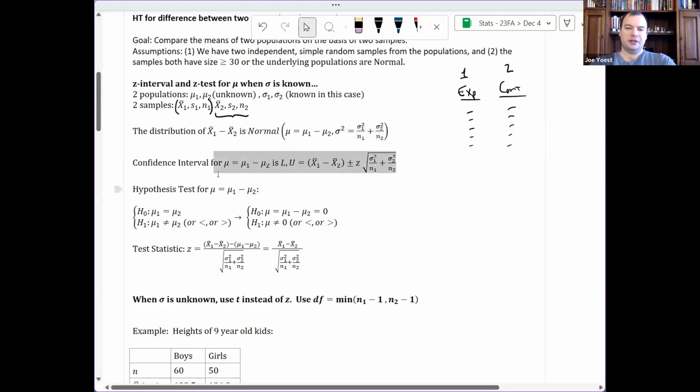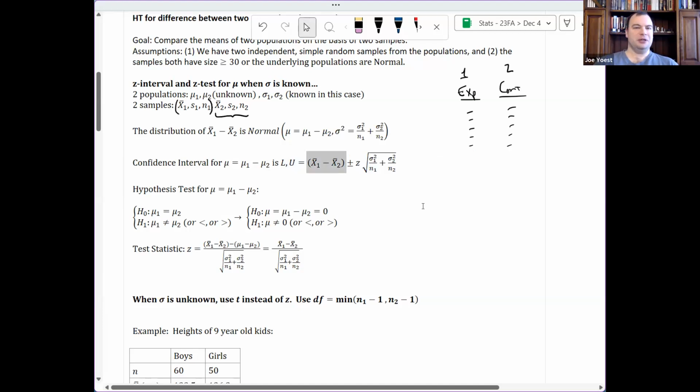We can develop a confidence interval for the difference between the two means, mu1 minus mu2. This difference between the two means is what we're going to call mu. Mu will be the difference between the means. And it's given by lower to upper is point estimate, so x bar 1 minus x bar 2.